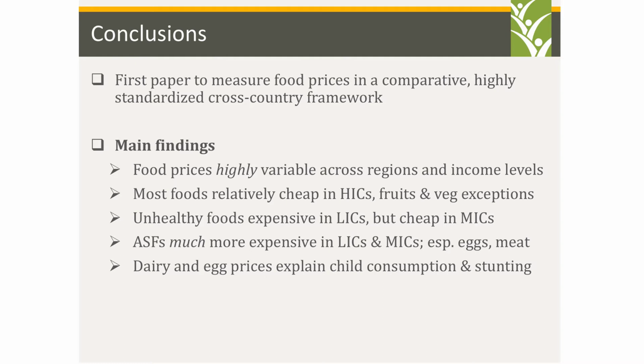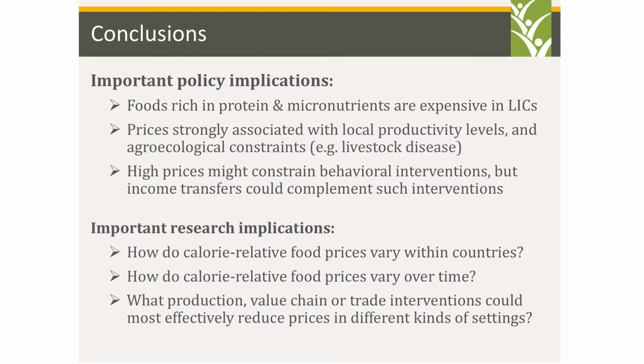Unhealthy foods are expensive in low-income countries, but getting cheaper in middle-income countries. Animal-sourced foods are much more expensive in low and middle-income countries, especially eggs and meat. Dairy and egg prices explain child consumption and stunting. And then in policy implications, foods rich in protein and micronutrients are obviously very expensive in low-income countries and likely strongly correlated with productivity levels and agroecological constraints. And so high prices might also constrain behavioral interventions.